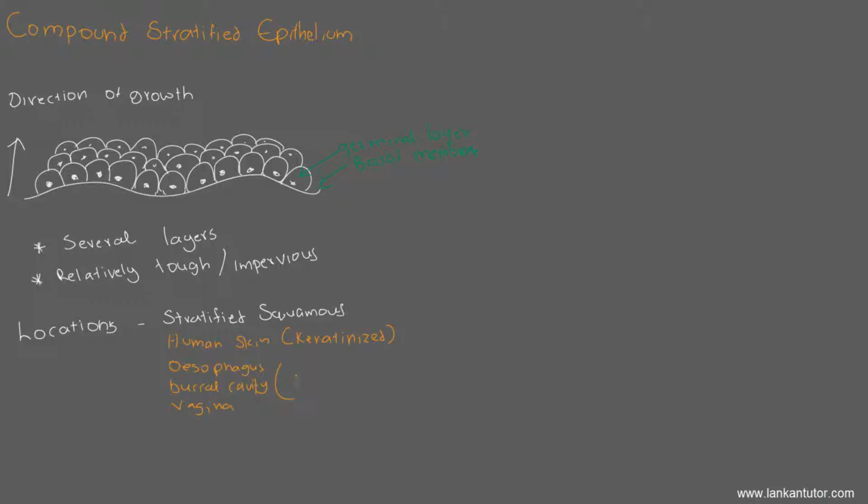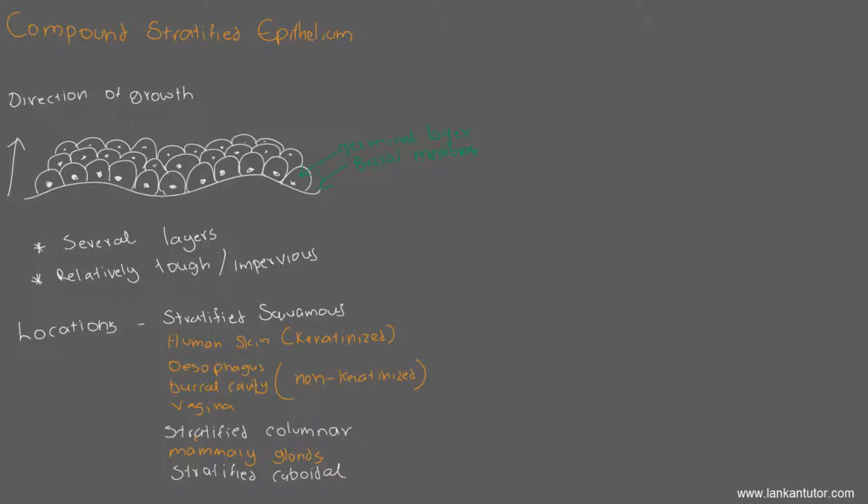So we divided epithelium into compound and simple, and then we take the compound and divide it into transitional and stratified, and we take the stratified and divide it again into stratified squamous, stratified columnar, and stratified cuboidal, and then we take the stratified squamous and divide it again into keratinized and non-keratinized. So the keratinized stratified squamous epithelium would be, for example, the human skin, and the non-keratinized version would be in the esophagus, the buccal cavity, and the female vagina.